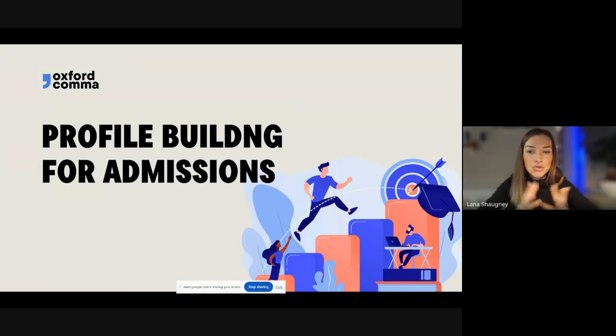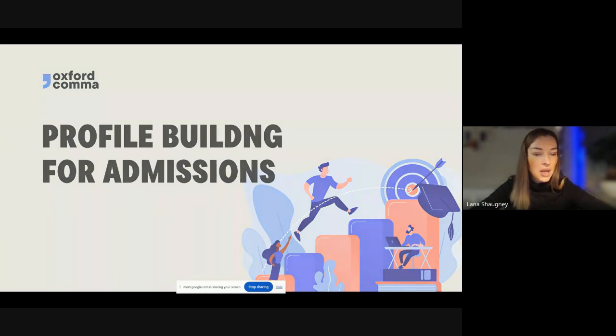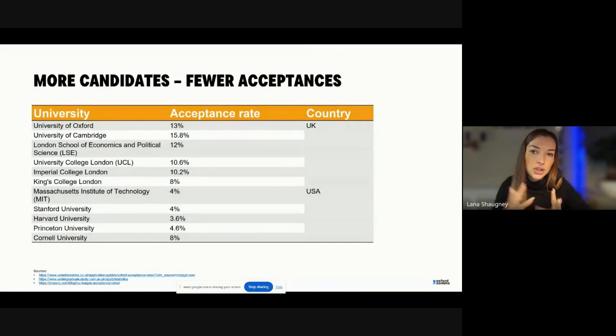Today's webinar is really about showcasing how you can build your university student application profile for the top university admissions. We'll look at why this is important and how you can start building your profile to get to top universities. So firstly, I'll start by showing a little bit of statistics on acceptance rates.